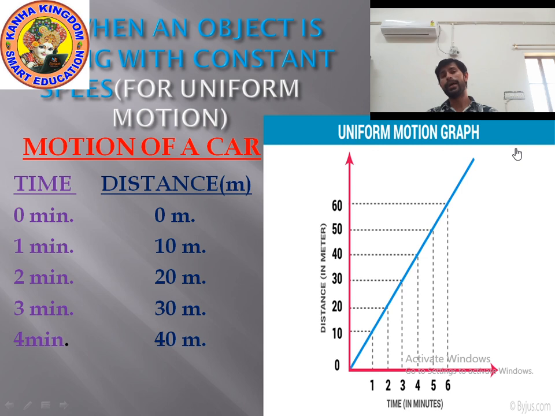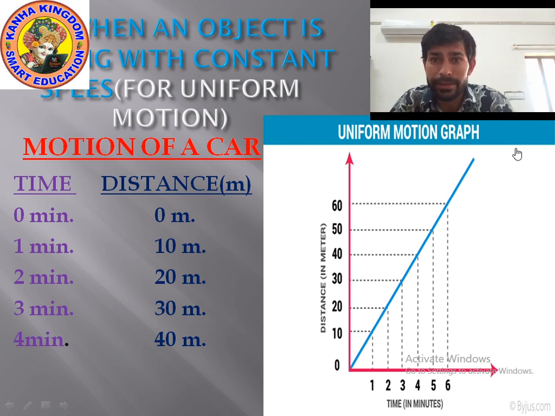Suppose the car is at home, which means the car is at rest. Your father has just started the engine only, the car is not moving. At that time the distance will be 0 and the time will be 0. You can see on the screen, 0 minute. In 0 minutes the car traveled 0 meters distance. Now your family sits in the car, your mother, your father, your brother, your sister, and the car starts moving.